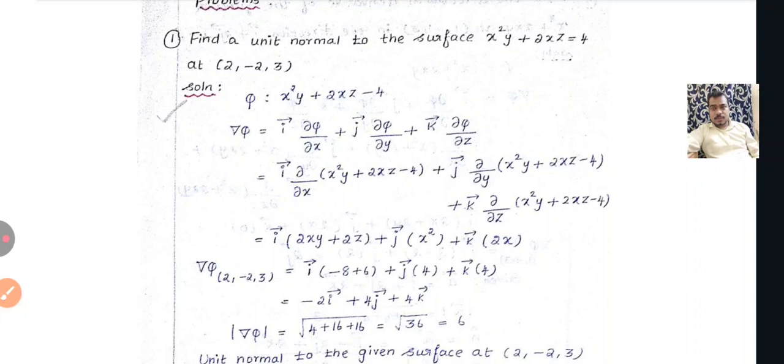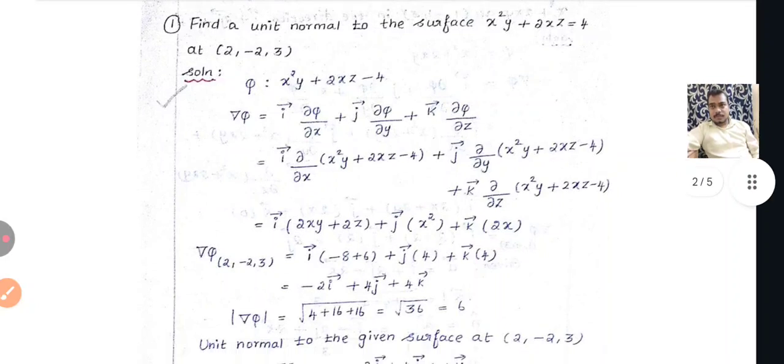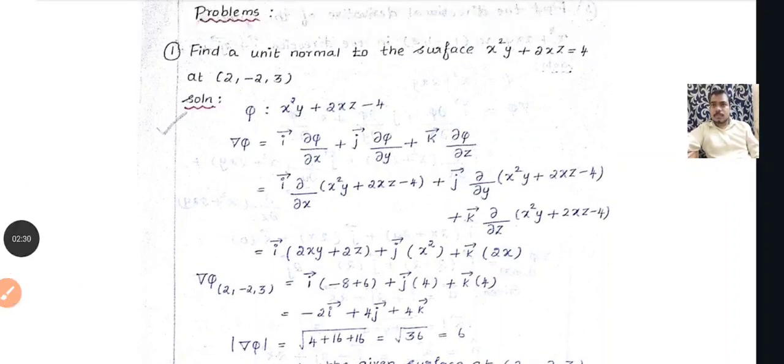Next, the formula for del phi is del phi equal to i vector into dou phi by dou x plus j vector into dou phi by dou y plus k vector into dou phi by dou z. Here phi is the given function x squared y plus 2xz minus 4. In this function, differentiate with respect to x.